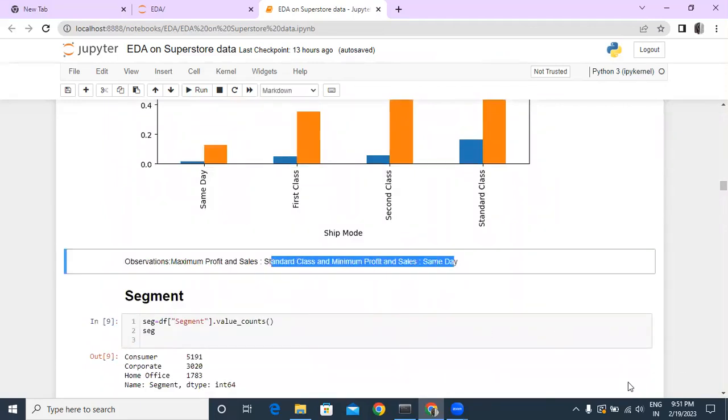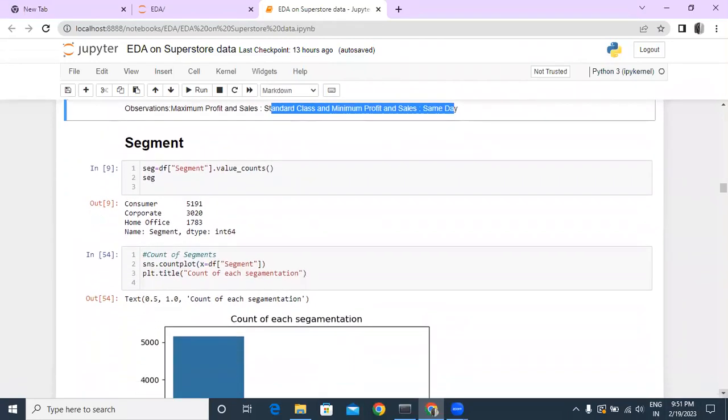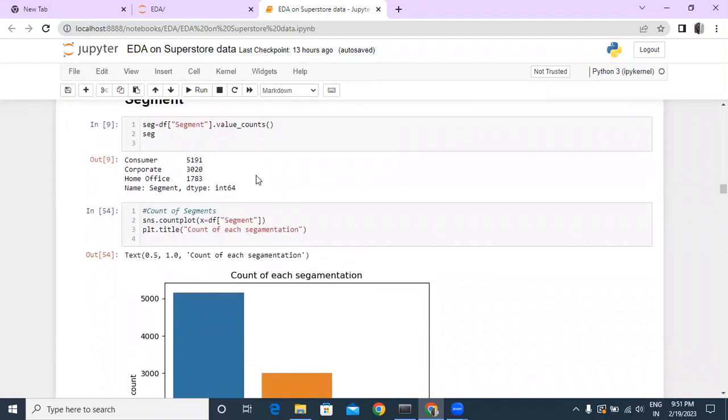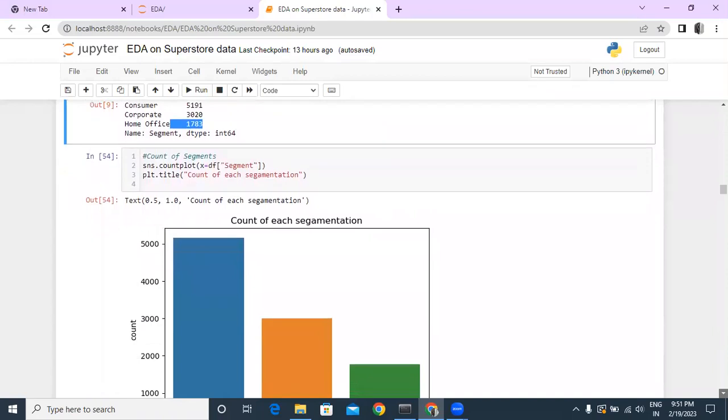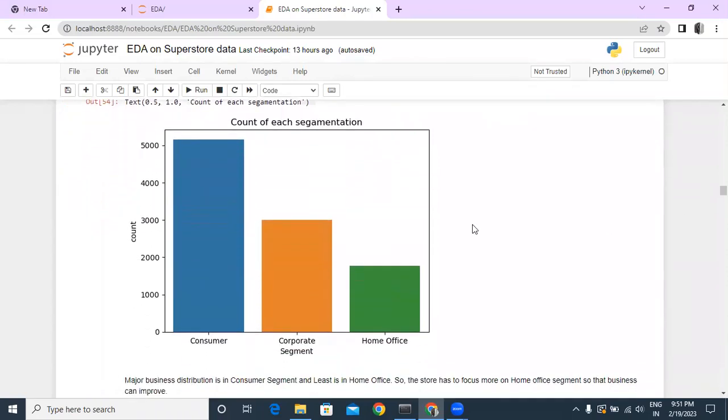Now we are moving on to the segment column, and for it again we have done the same thing. We have first used the value counts to get the count of the segments. So we can see consumer is the highest and the home office is the least. Now we'll again observe this by plotting a count plot, and we can clearly see that the major distribution is in consumer segment and least is in home office.